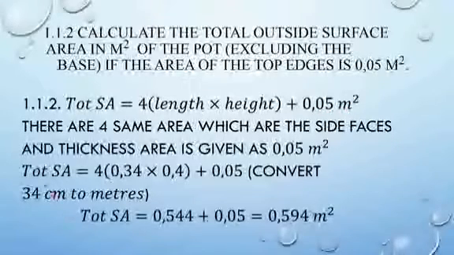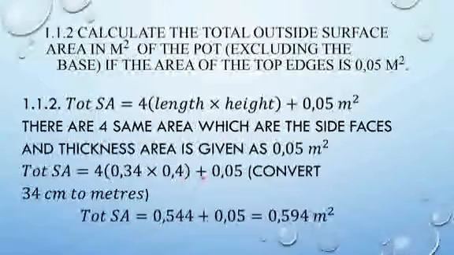So now the total surface area will be 4. What will be the length? We are told that the length is 34 centimeters. So we are going to take 34 centimeters divided by 100. By doing so, we are converting 34 centimeters to meters. So it becomes 0,34. Then you multiply it by 0,4.